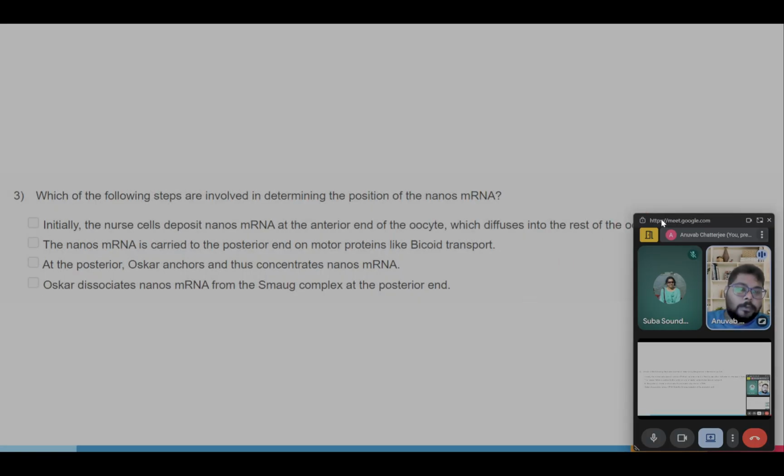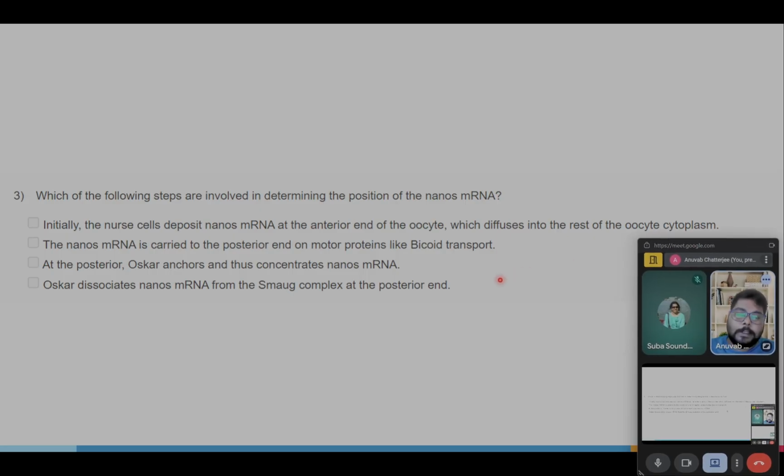Okay, so we have understood that yes, there is a bicoid emanating center at the anterior pole and a nanos center at the posterior pole, but how exactly are they maintained at the anterior and the posterior? So we ask the question: which of the following steps are involved in determining the position of the nanos mRNA?